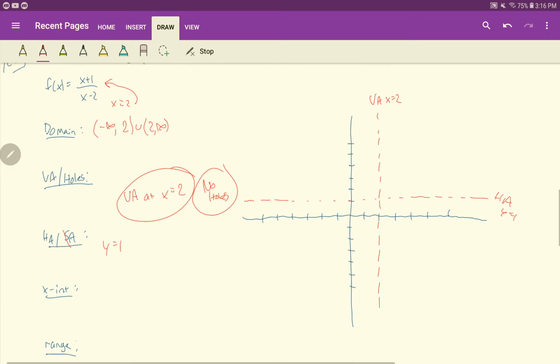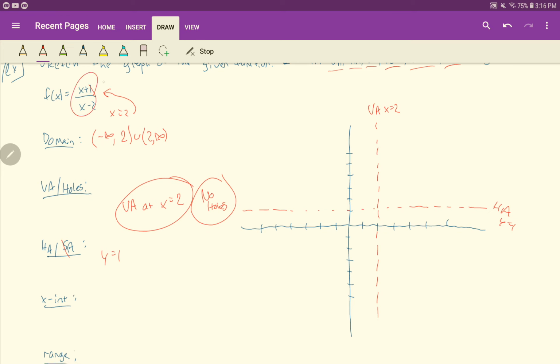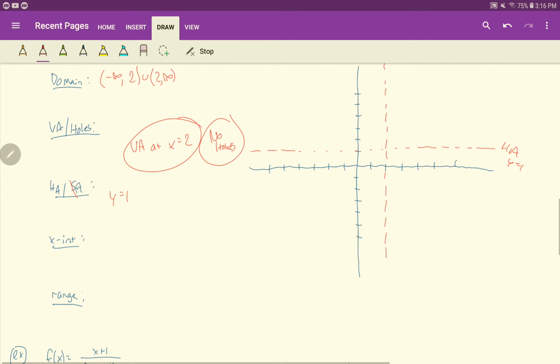Now the x-intercepts, that's when this thing is equal to 0. So we want to set x plus 1 over x minus 2 equal to 0. Now, this is a fraction. A fraction can only ever equal 0 when its numerator is 0. So we don't need to worry about this x minus 2 part. We can just say x plus 1 equals 0, which means x is negative 1 will be an x-intercept. And so negative 1 right there, we're going to have a nice point, the x-intercept.